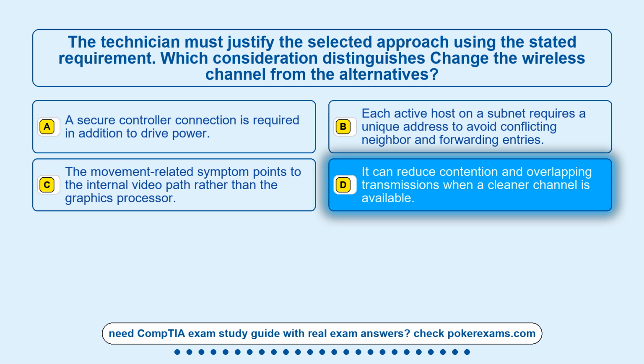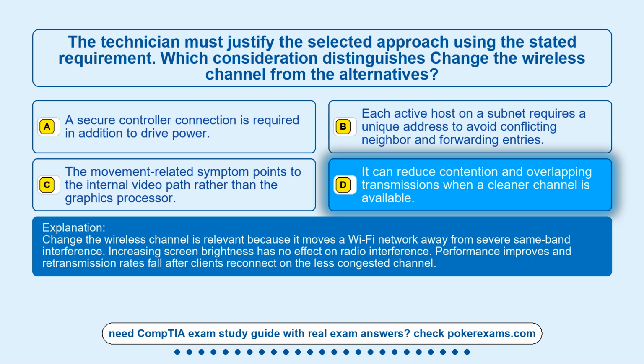The correct answer is option D. It can reduce contention and overlapping transmissions when a cleaner channel is available. Change the wireless channel is relevant because it moves a Wi-Fi network away from severe same-band interference. Increasing screen brightness has no effect on radio interference. Performance improves and retransmission rates fall after clients reconnect on the less congested channel.